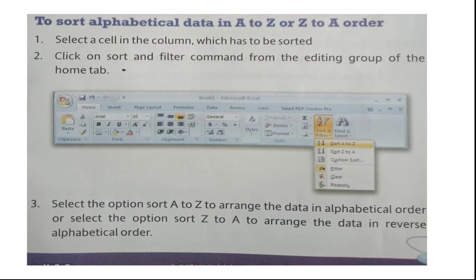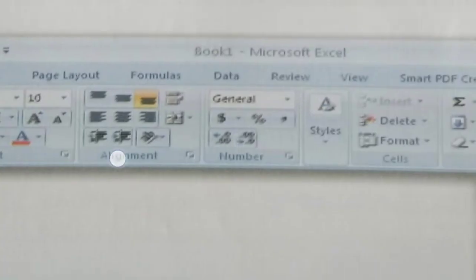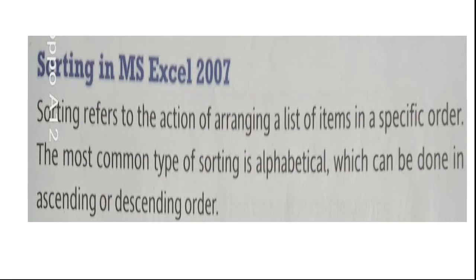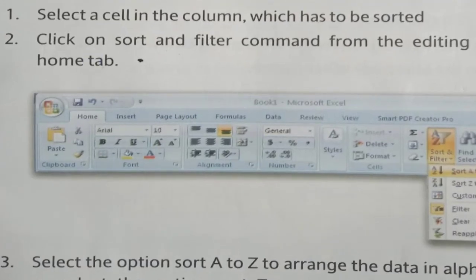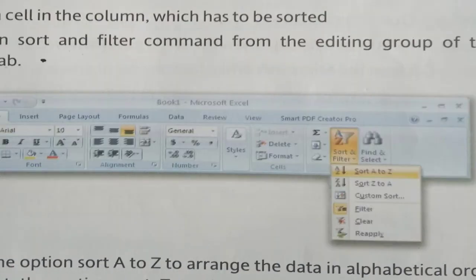If you look here, there are so many tabs, isn't it? Yes, you can see here the home tab. In this home tab you can see there is an option called sort. See here, there is an option called sort.